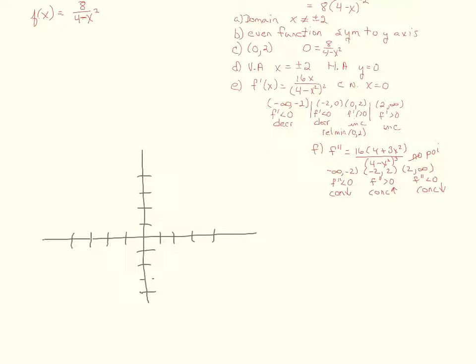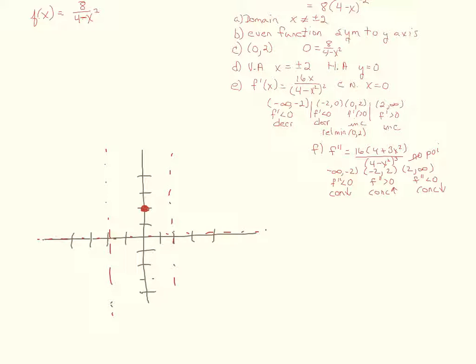Okay, so I've moved everything off to the side where I can still see it. I'm going to begin to graph what I can. I know that I have the point 0, 2 is on the graph of this function. I have vertical asymptotes at x equals 2, x equals -2, and a horizontal asymptote at y equals 0.